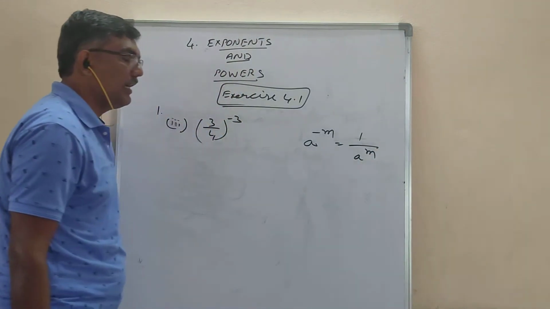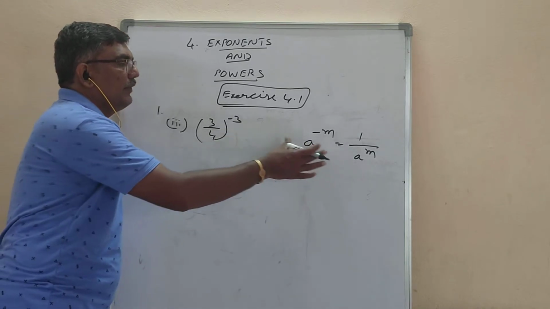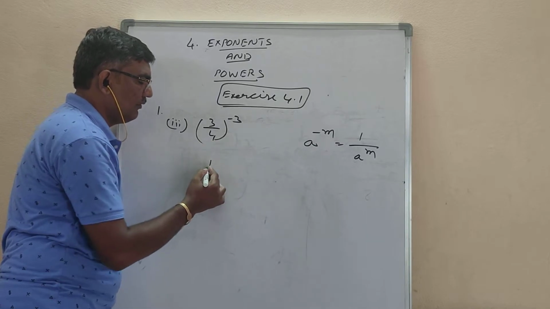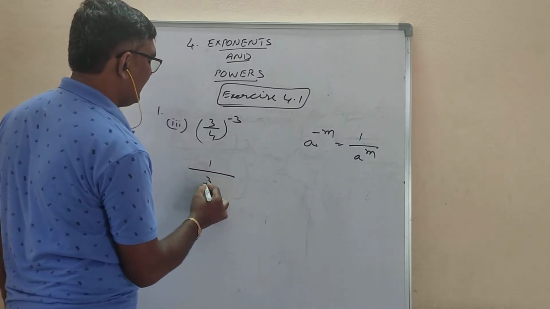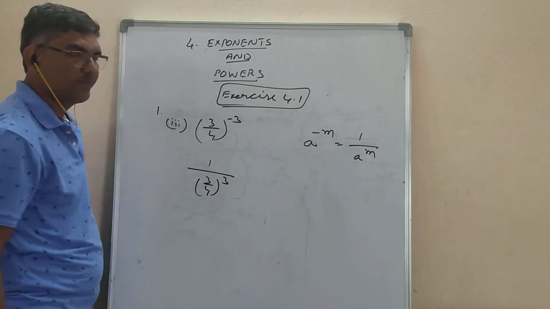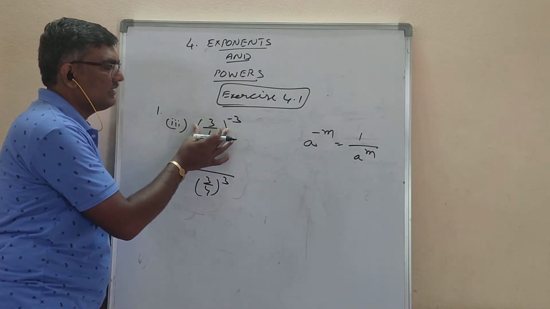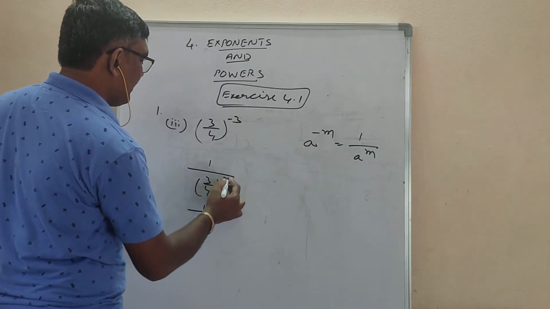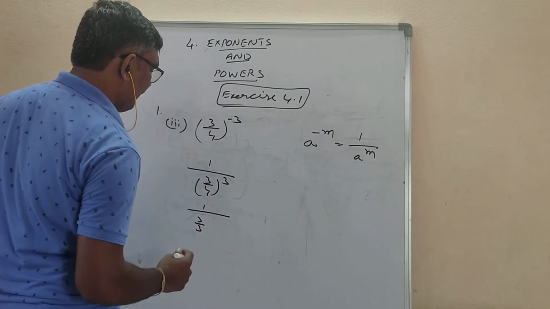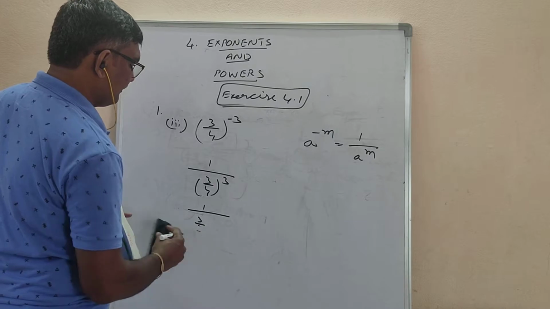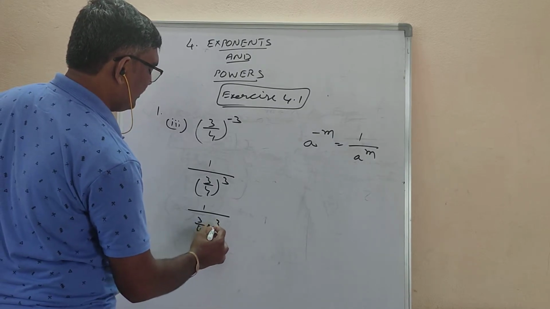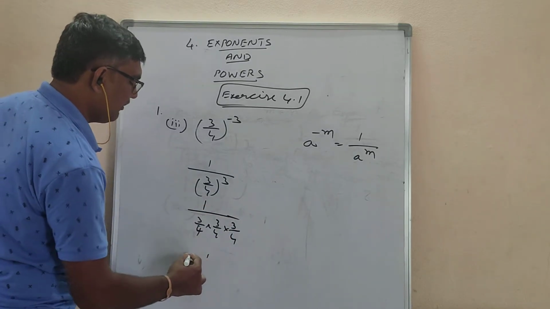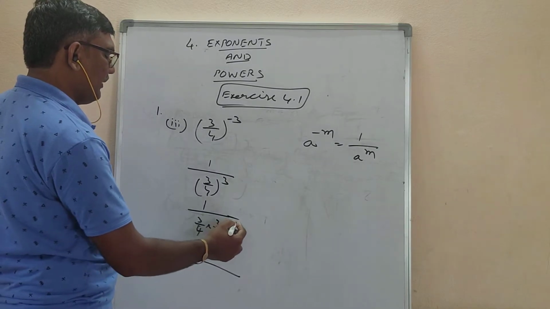What you have to do? 1 by a power m you have to write. If you apply this formula to this question, 1 by, you have to write 3 by 4 whole cube. This minus is gone and this came to the denominator. Next what you have to do? 1 by 3 by 4 whole cube means 3 by 4 into 3 by 4 into 3 by 4, 1 by the same.